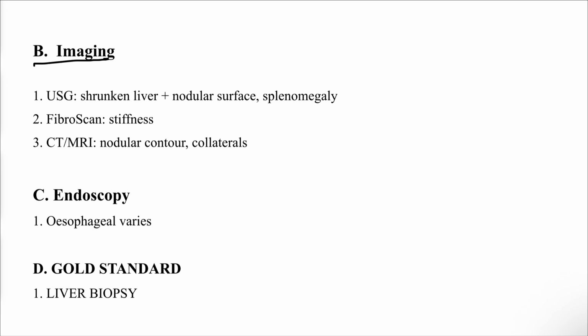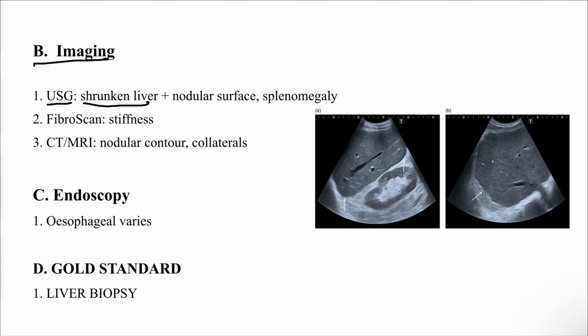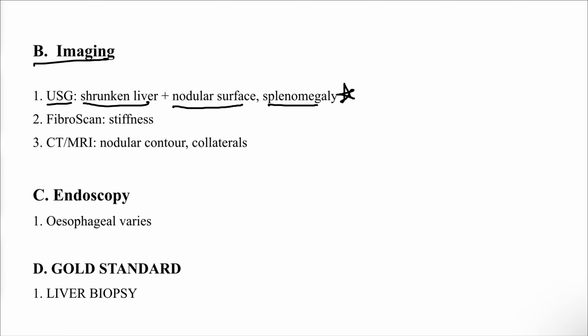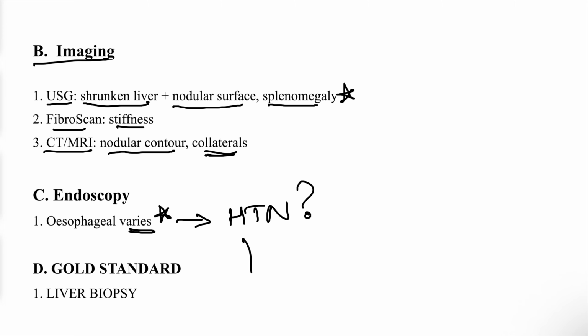The second one is imaging. So you have an ultrasound that shows a shrunken liver with nodular surface and splenomegaly. Then fibroscan showing stiffness, CT or MRI with nodular contour and collaterals. Moving on to the endoscopy, we check for esophageal varices. It is to confirm if portal hypertension is there or not.